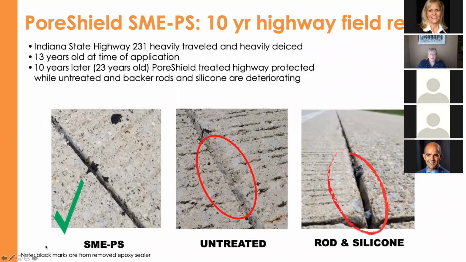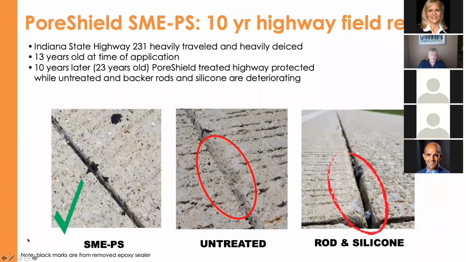But this was a field trial done in Indiana on the highway. The highway was 13 years old when we did the application. It had already gone through 13 years of freeze thaw, salt, and water damage. And the silicone backer rods were removed, and part of it was treated with Pore Shield and part of it was left untreated. And you can see those black marks are actually silicone marks where the backer rod was taken out.